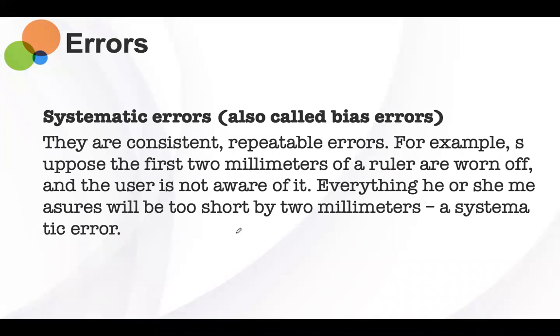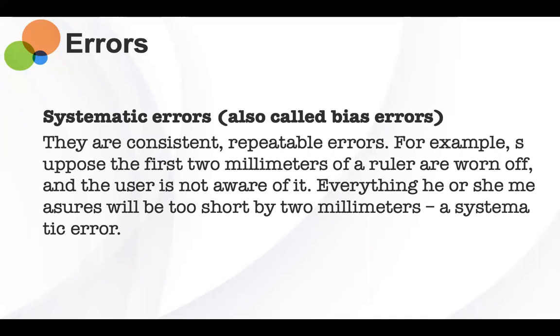All right. So now we move on to errors. Right. So we have less than 8 minutes. So we can move on to the types of errors and see how far we can go with this. Systematic errors are also called bias errors. So they are consistent, repeatable errors.